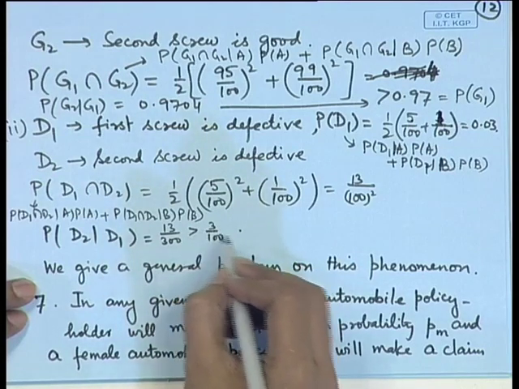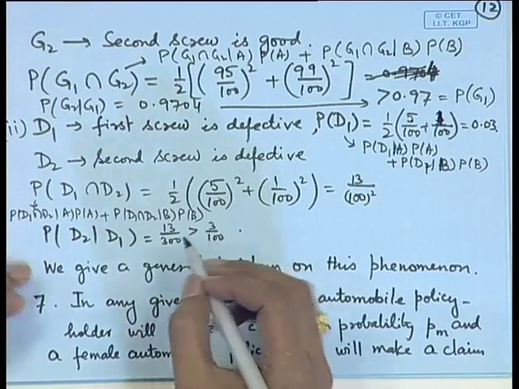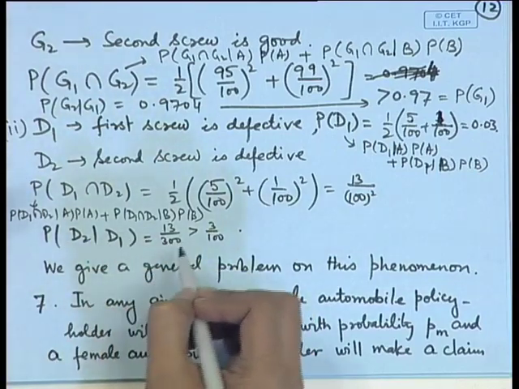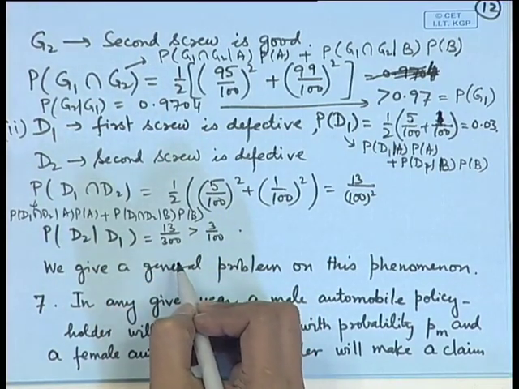Once again you can see that this probability has increased. What does it mean? It means that if the first one is defective, there is more likelihood that the supplier which is giving more defectives is the one which has actually supplied it, and therefore, the probability will increase for the second one also to be defective.